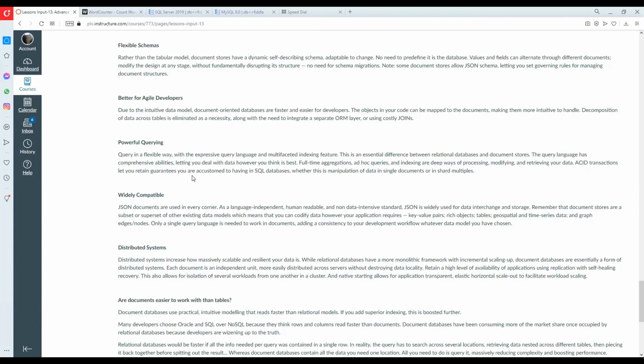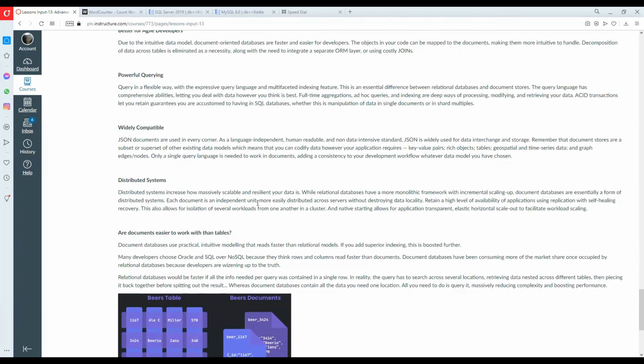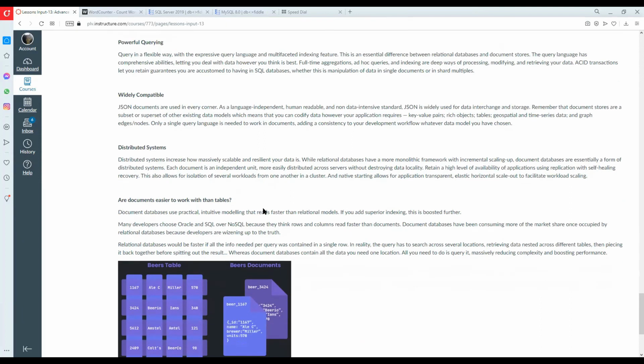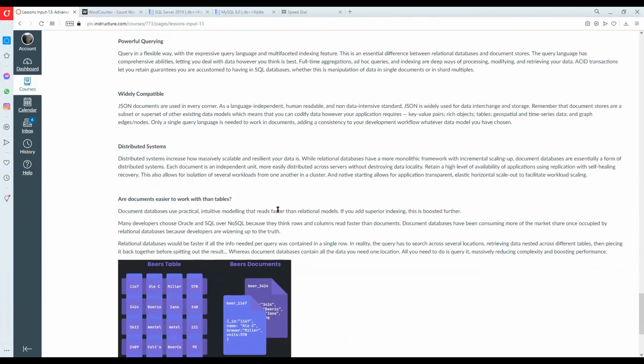ACID transactions let you retain the guarantees you're accustomed to having in SQL databases, whether it is a manipulation of data in single or in multiple shards. Widely compatible, JSON documents are used in every corner. Distributed systems increase how massively scalable and resilient your data is.